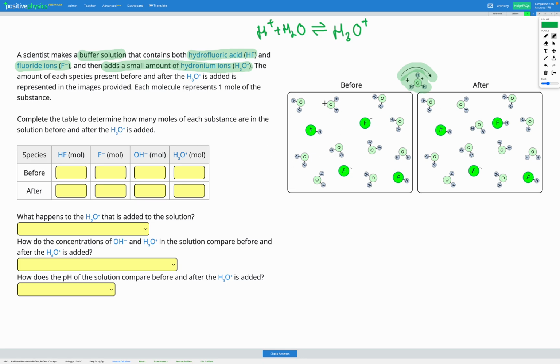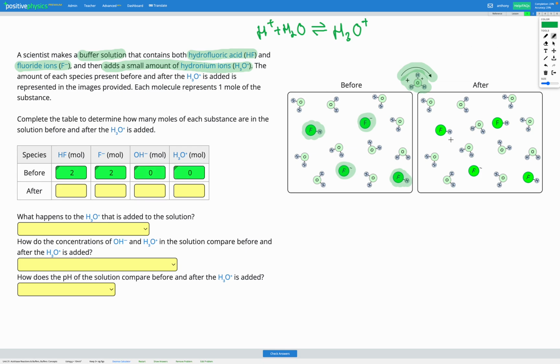Let's go ahead and count up what we have before. So before we have an HF here, and we have an HF here. So 2 HF, and we have an F minus here and another F minus there, so 2 F minus. So let's go ahead and fill that in. 2 HF and 2 F minus before. We don't have any OH minus ions or H3O plus ions before, so those will both be 0.